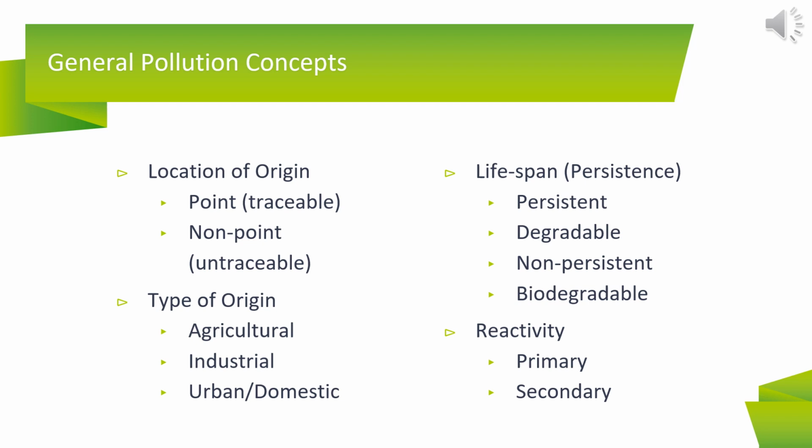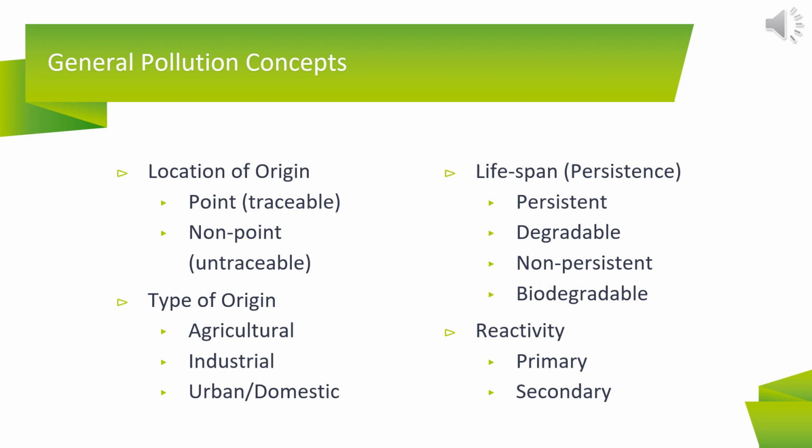Additionally, we generalize and categorize pollutants by their type of origin. Are they agricultural, industrial, or urban and domestic related? Additionally, we talk about their lifespan. This is also known as their persistence, or how long do they stay in the ecosystem.